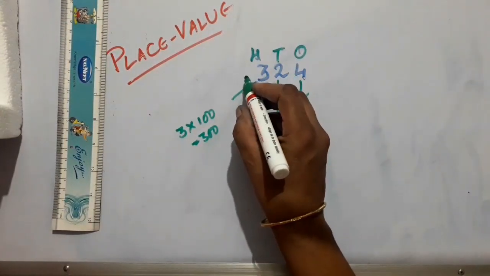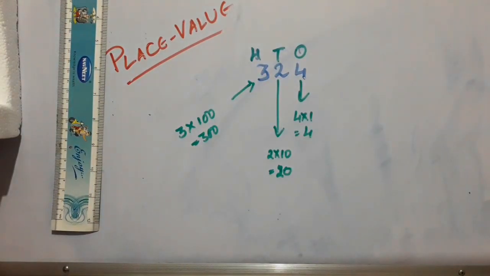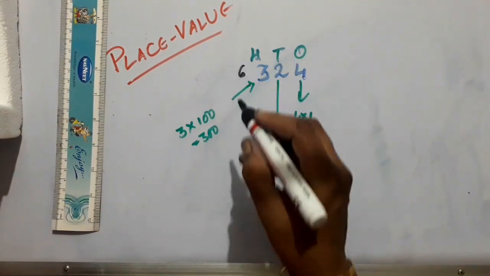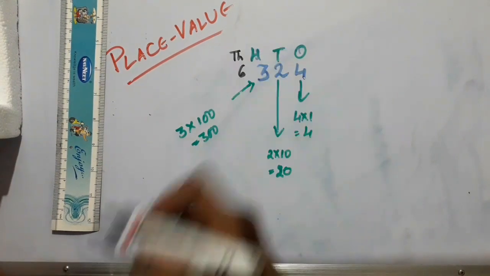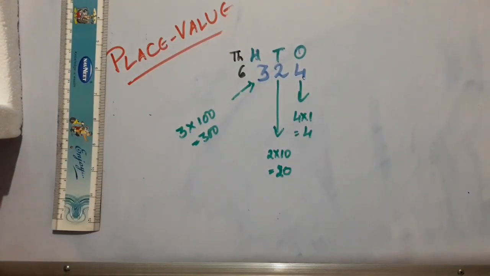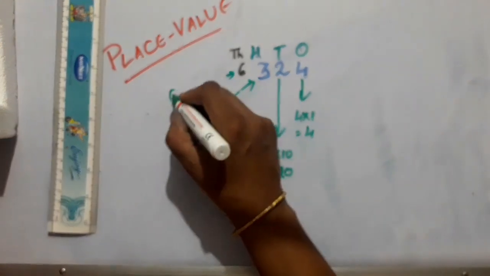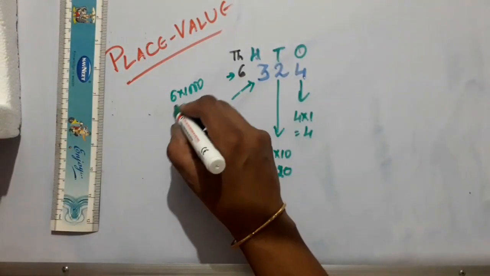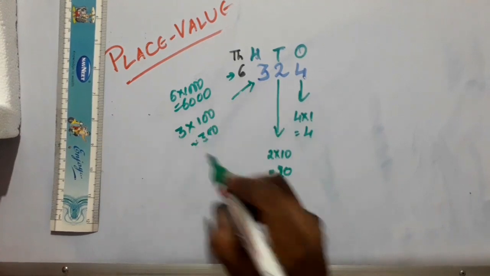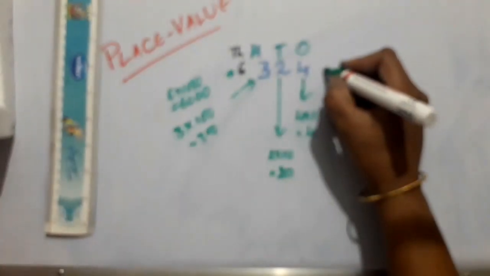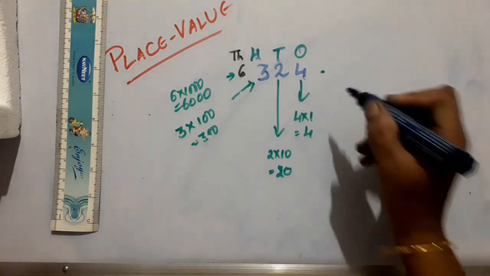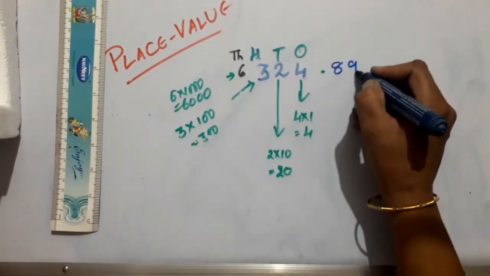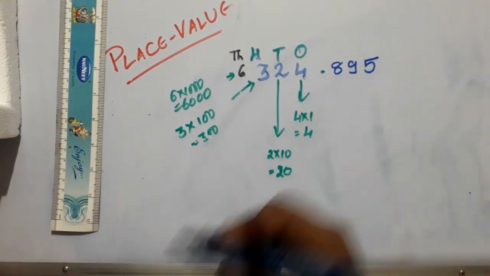If I add still one digit more, say here I add 6, so this 6 is in thousands place. So place value of 6 will be 6 into 1000, that is equal to 6000, right? Now I add still, say, 8, 9 and 5.